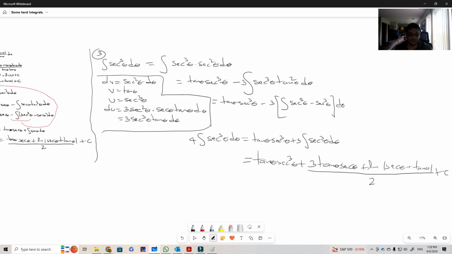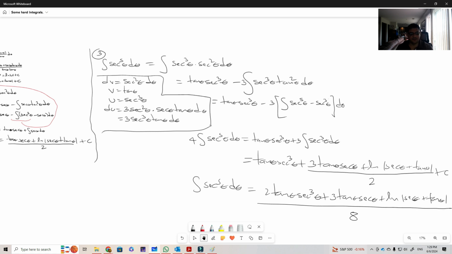So because this is 4 times, then I multiply, and I get that the integral of secant to the 5 of theta is just going to be, I want to put everything over 8, so I'm going to put a 2 here and a 2 below. So it's going to be 2 tangent of secant cubed of theta plus, and then same thing here, 3 tangent of theta secant of theta plus log of secant of theta plus tangent of theta, and everything now over 8. Okay, since 2 times 4 is 8, and I put a common denominator here before, so I'm able to multiply that there.